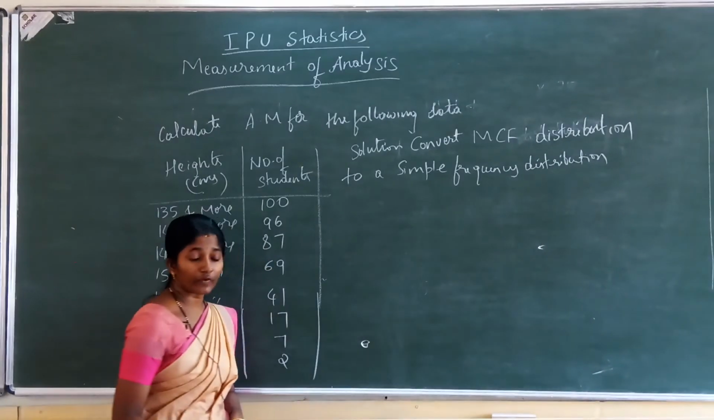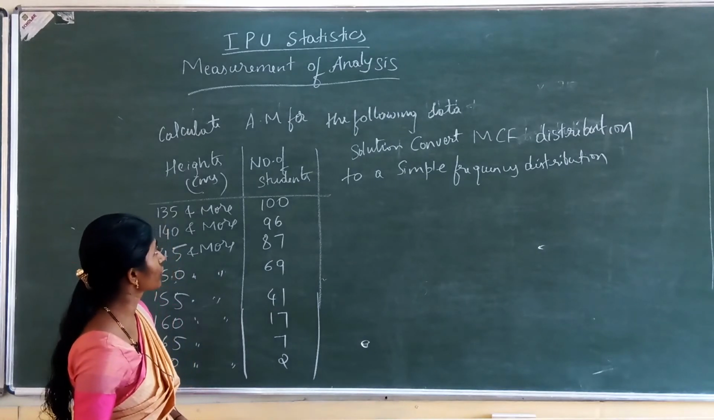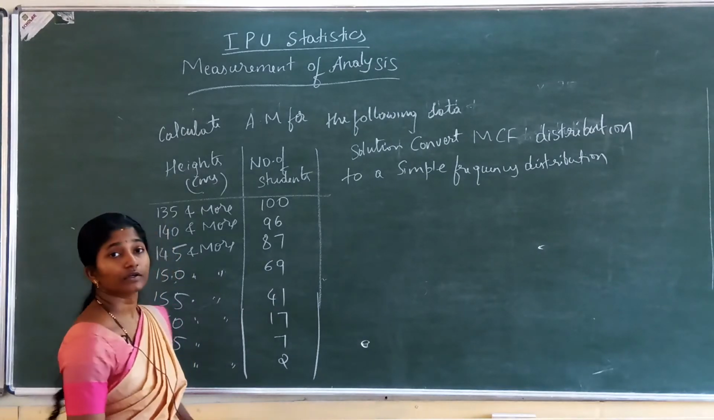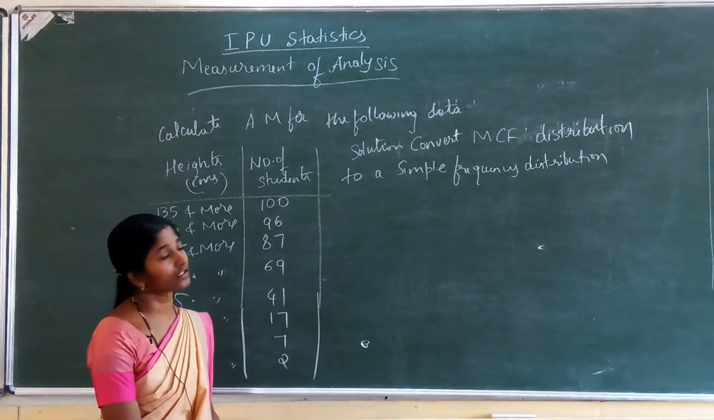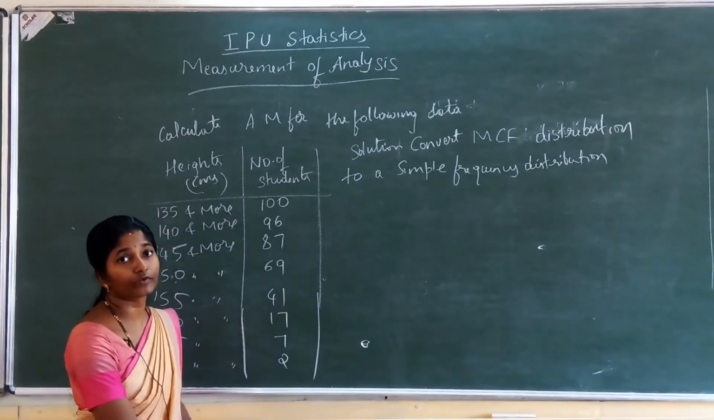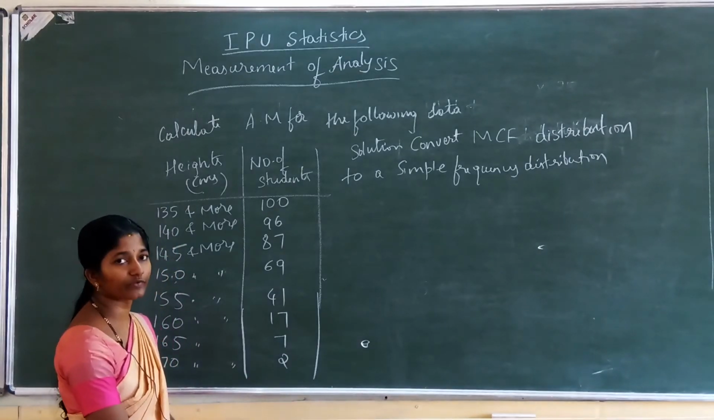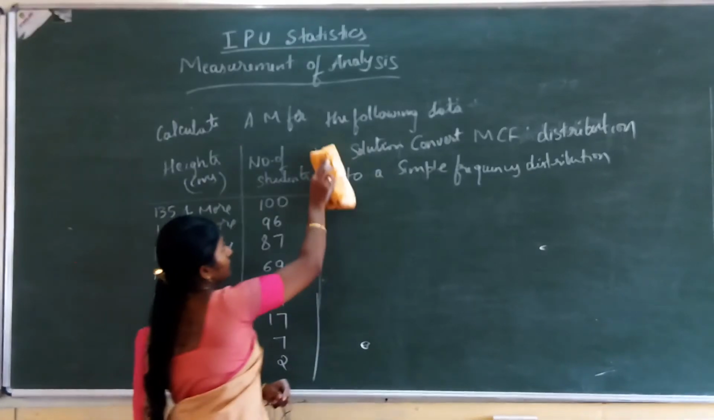To a simple frequency distribution you should convert. First, these heights which were given, you should convert into class intervals, and the cumulative frequency which is given, you should convert into frequency, that is a simple frequency distribution. You should convert it that way.